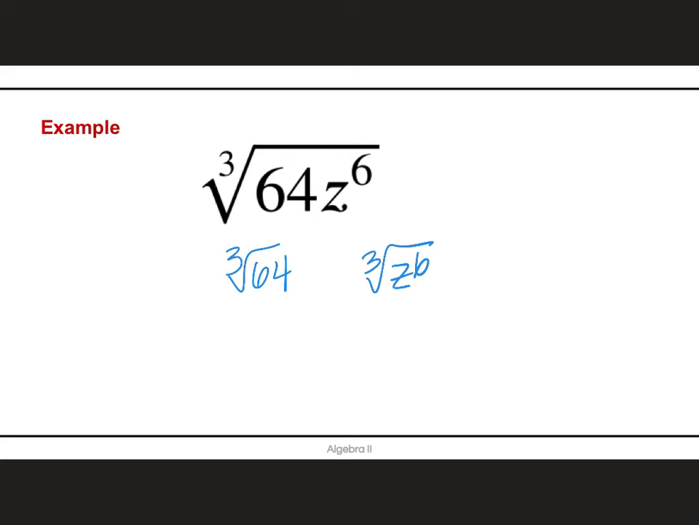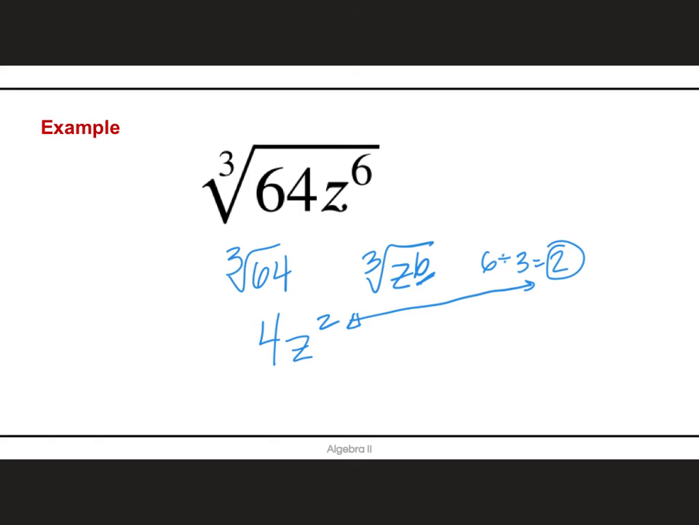Okay, so the cubed root of 64 is 4, because 4 to the third power is 64. And then to find the cubed root of z to the 6th, we're going to do 6 divided by 3. So 6 divided by 3 is 2. So that means that the cubed root of z to the 6th is going to be z squared and that's where this 2 comes from.